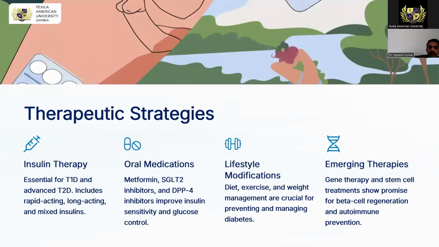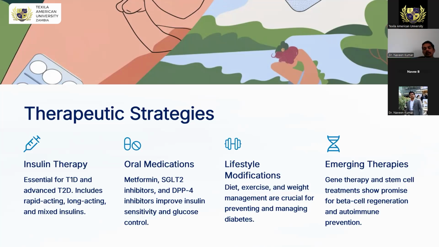And the therapeutic strategies: unfortunately, most of the diabetic drugs have side effects. First they will start with medications like metformin, and after some time they will switch over to DPP-4 inhibitors, the dipeptidyl peptidase 4 inhibitors. But after a certain time, this slowly stops working. What most of the people do is blindly depend on medicine only.